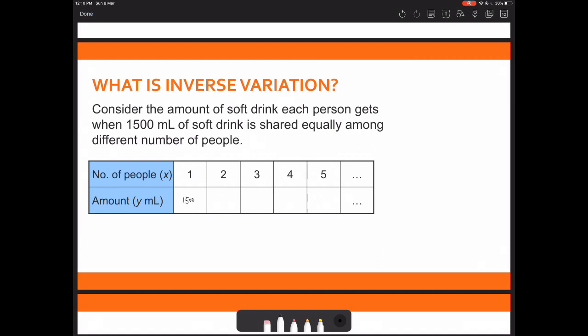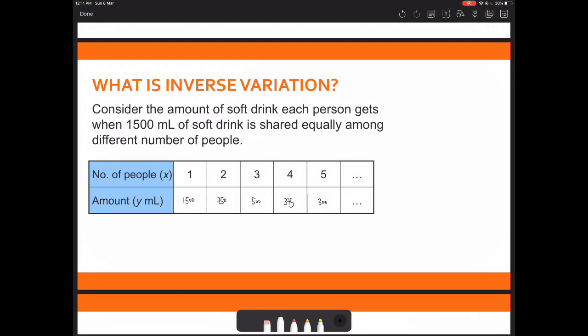When x is 2, the amount of soft drink each person gets will be 1,500 over 2. That will be 750. When x is 3, y will be 1,500 over 3. That is 500. When x is 4, y is 1,500 over 4. That is 375. When x is 5, y will be 1,500 over 5. That is 300.